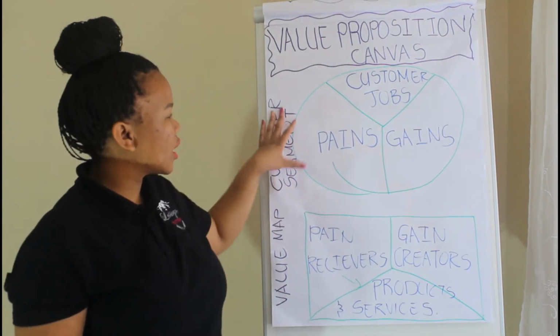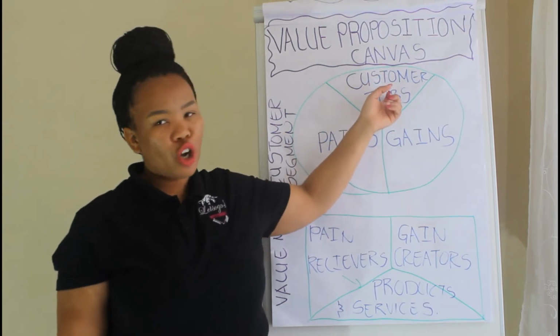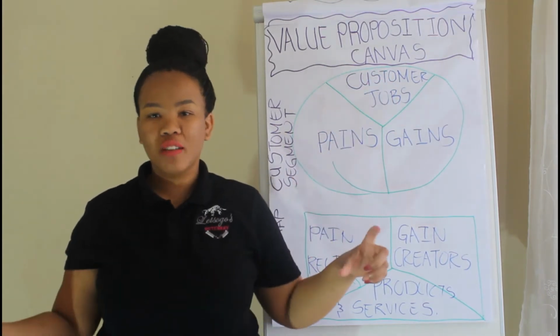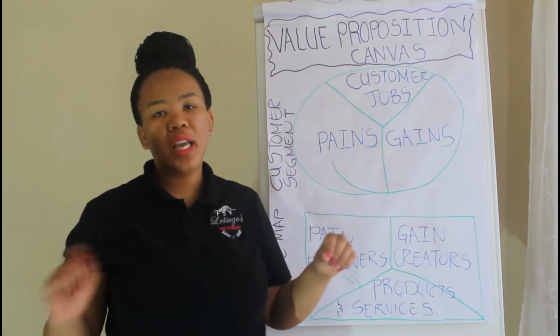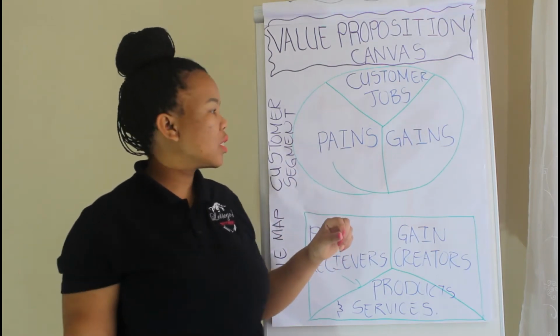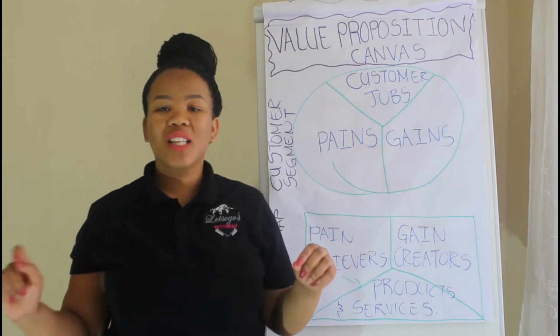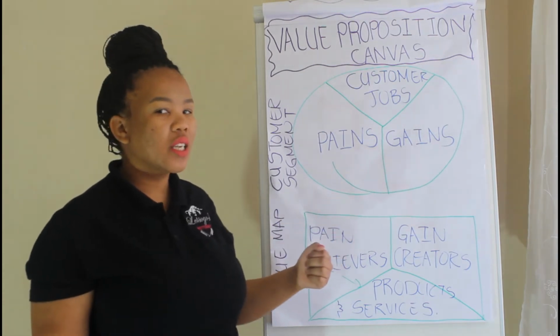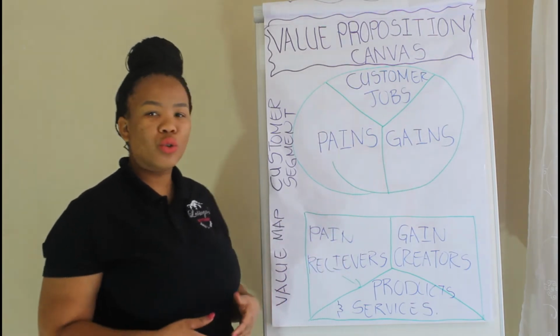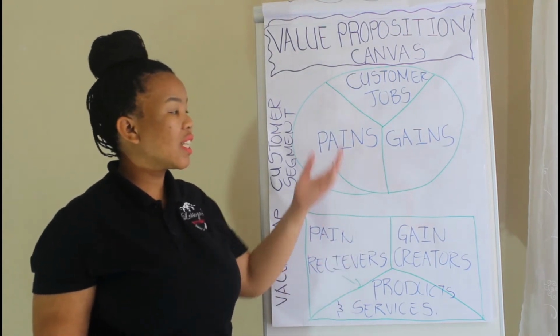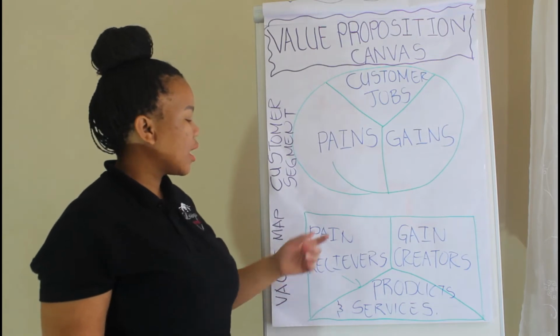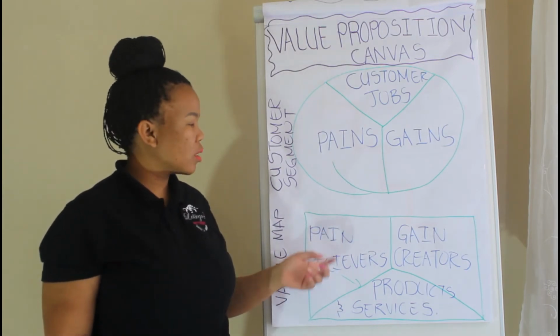The top part, which is called the customer segment, has customer jobs. Customer jobs is basically that journey that I've been explaining, the customer journey. And the pains are what are the pains throughout the journey that a customer experiences, and the gains are what are the things that they like, what are the conveniences that they experience as they go through the customer journey.